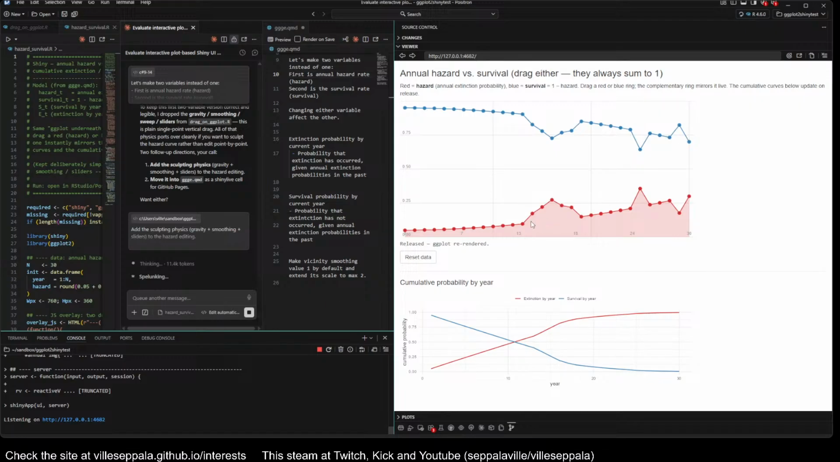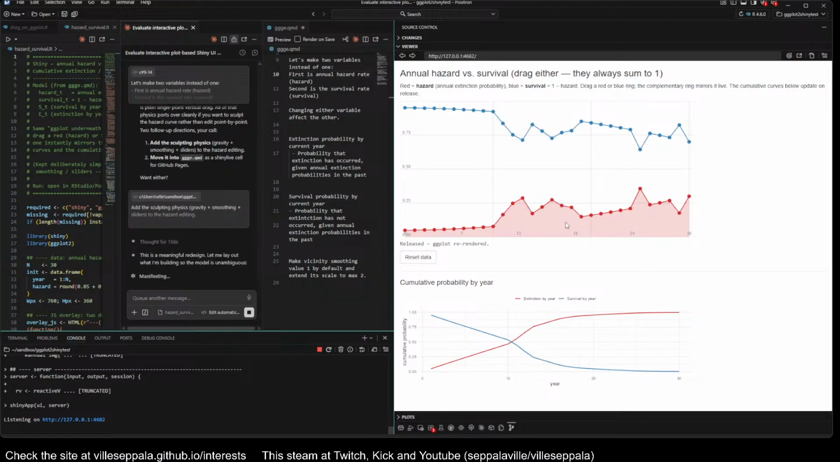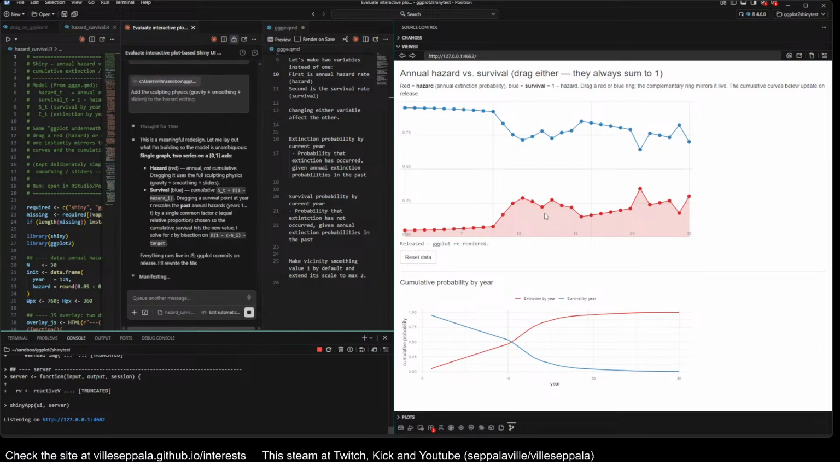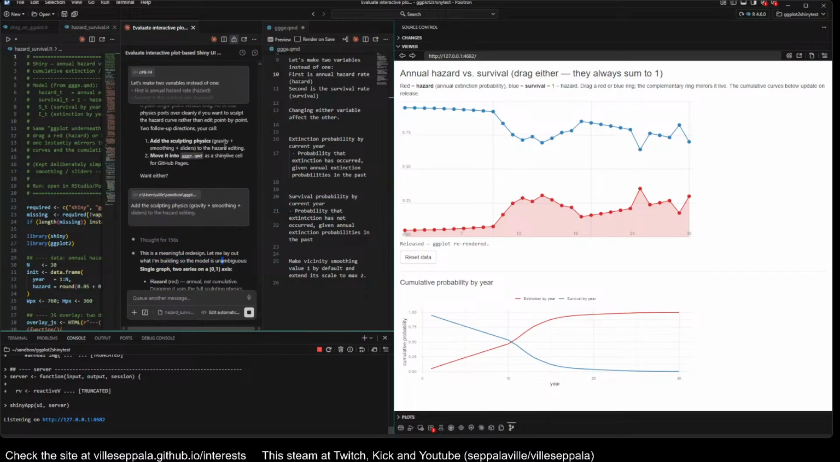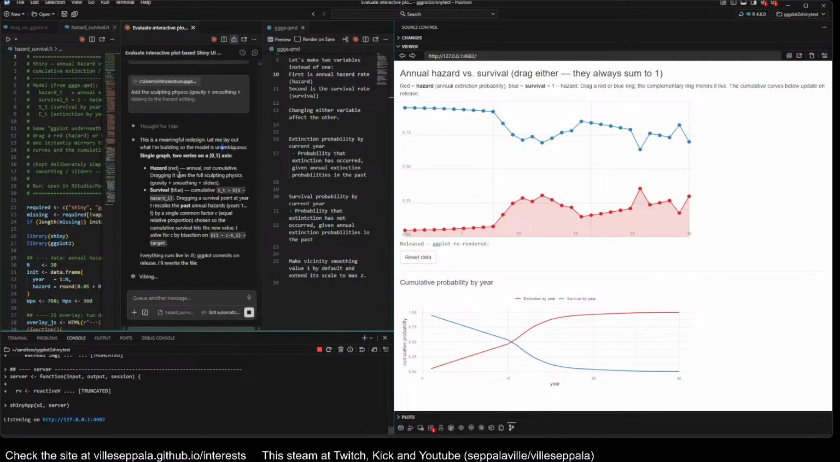I do have a plan of restricting how much, there's going to be a lot of interpolation with those bigger numbers. Okay, it's thinking that it's a meaningful redesign, so that's kind of a good sign.